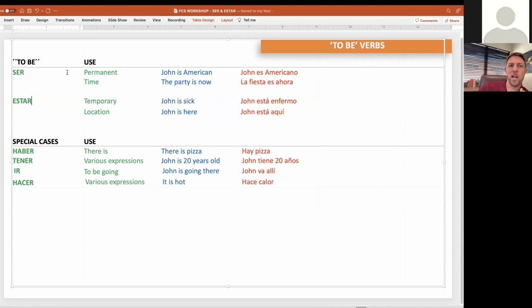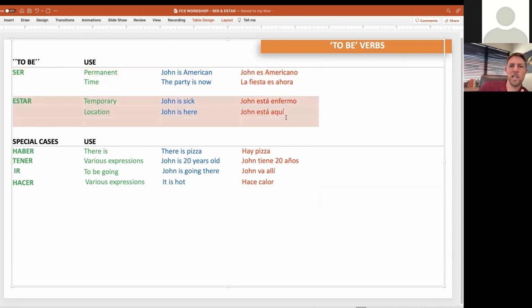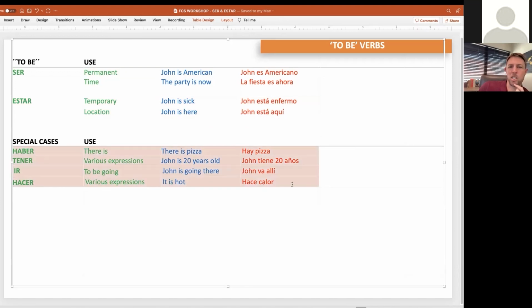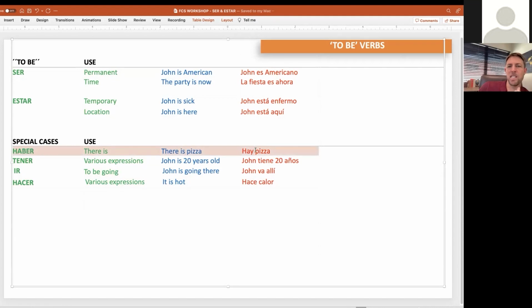All right. Where is he? Where are you? All right. So ser is permanent and time, estar is temporary and location. And then you have these four guys that are special cases that we'll look at later. Haber means there is or there are. Tener has a variety of random expressions. Ir means to be going, like I am going somewhere. And hacer is various random expressions, especially around weather and climate.